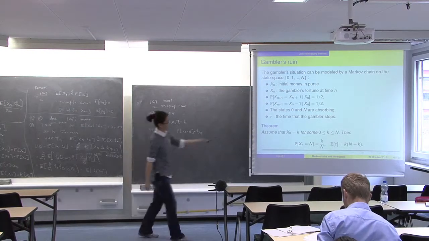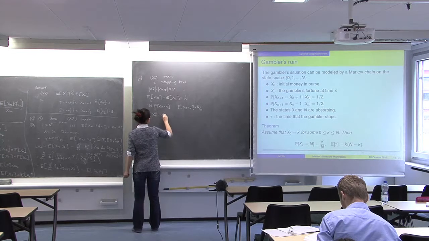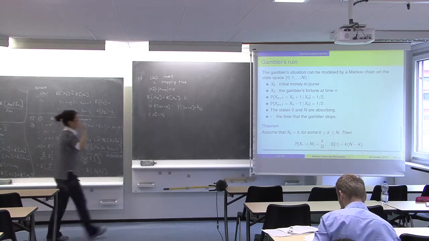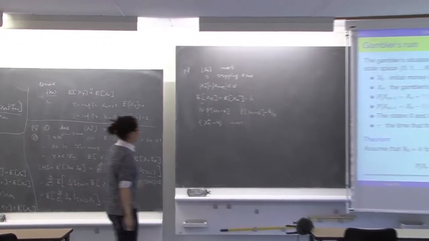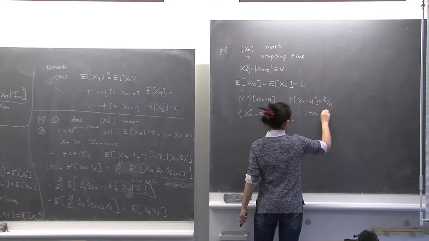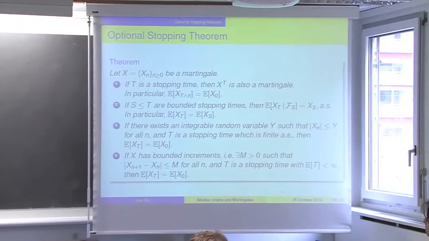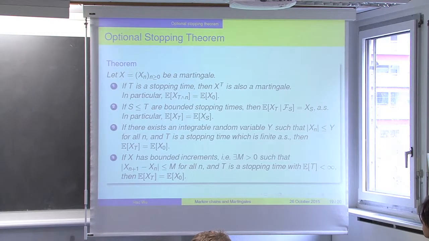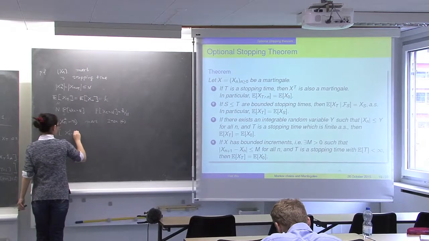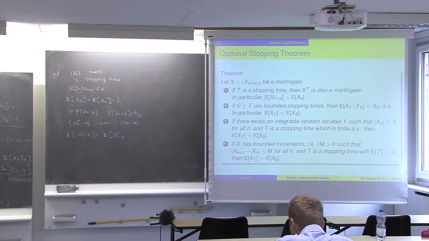We can also give a proof for the second part. The claim is that we can check that Xn squared minus n is also a martingale. This will be discussed in the next recitation. For this martingale, it satisfies the fourth condition here. Again, we can apply the optional stopping theorem to this new martingale, and this is what we obtain.